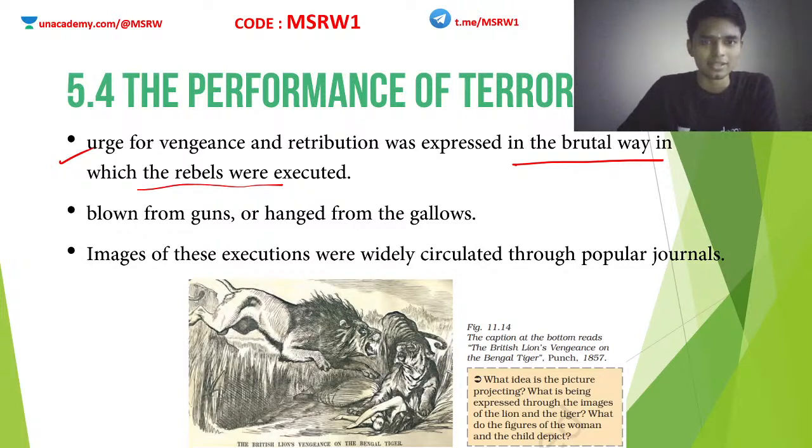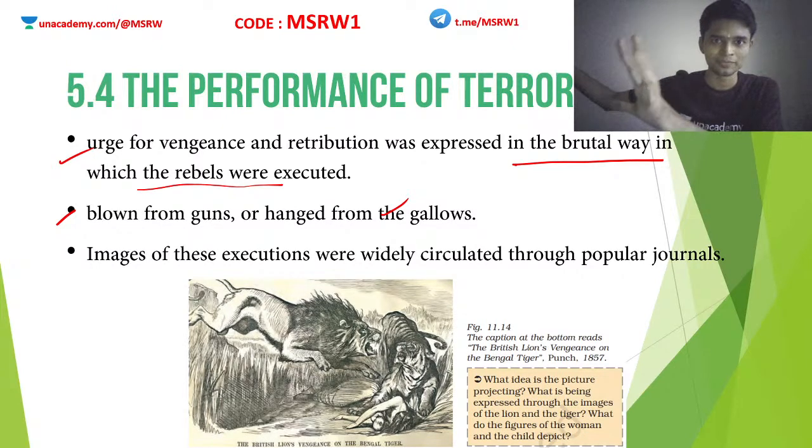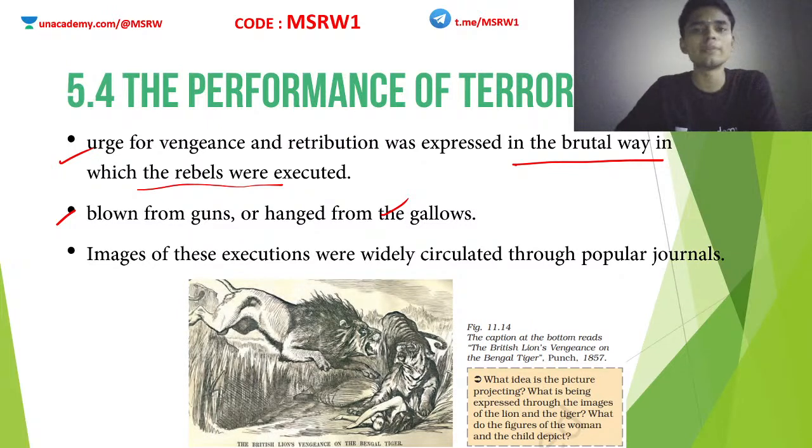But in order to make sure the vengeance and retribution was properly done, the British chose very inhuman ways to execute the Indian rebels. Indian rebels were blown from guns or hanged from gallows. They were put in front of artillery guns and blown away, shattered into pieces. Such inhuman measures were taken by the British to quench their thirst for vengeance.